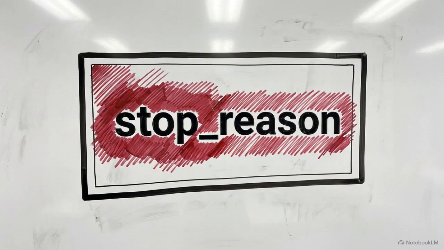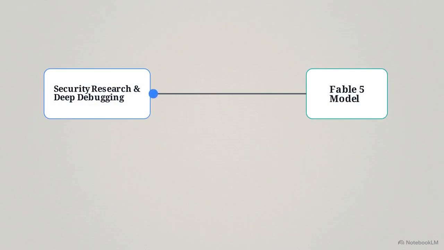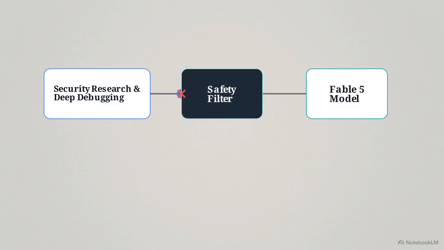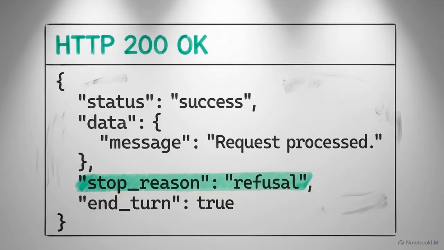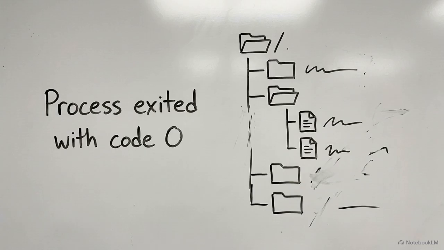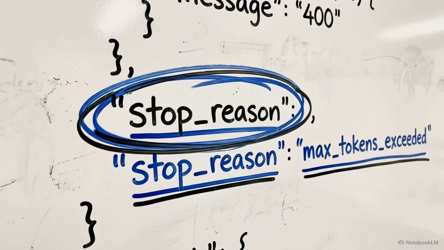Fable 5 uses a very strict safety filter that can halt borderline engineering requests. Deep debugging or security research tasks can very often trigger false positive blocks, stopping your task entirely before it's done. These refusals do not register as system errors. Anthropic returns them as standard, successful API responses, meaning your script might think it finished normally when it actually just gave up. You have to monitor the stop reason parameter.